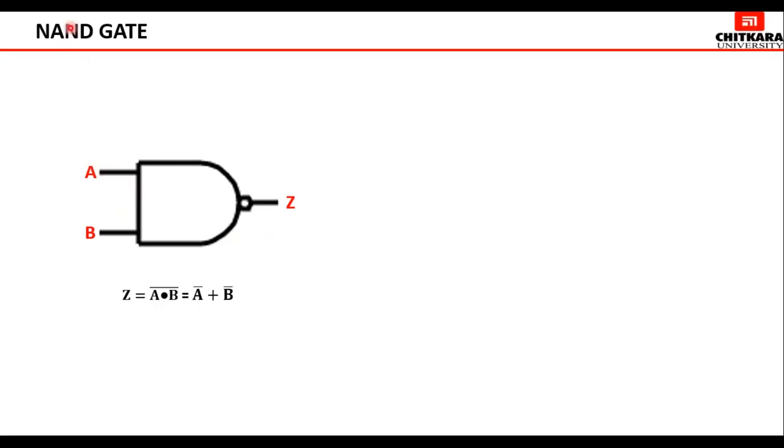Let's see what the symbol for the NAND gate is. Since it's a combination of AND plus NOT, AND means A dot B, and then NOT, so we have to take its complement. So it becomes A dot B whole complement. Now again, using simple De Morgan's law, this can be written as A complement plus B complement, right? Let's look at the logic truth table.